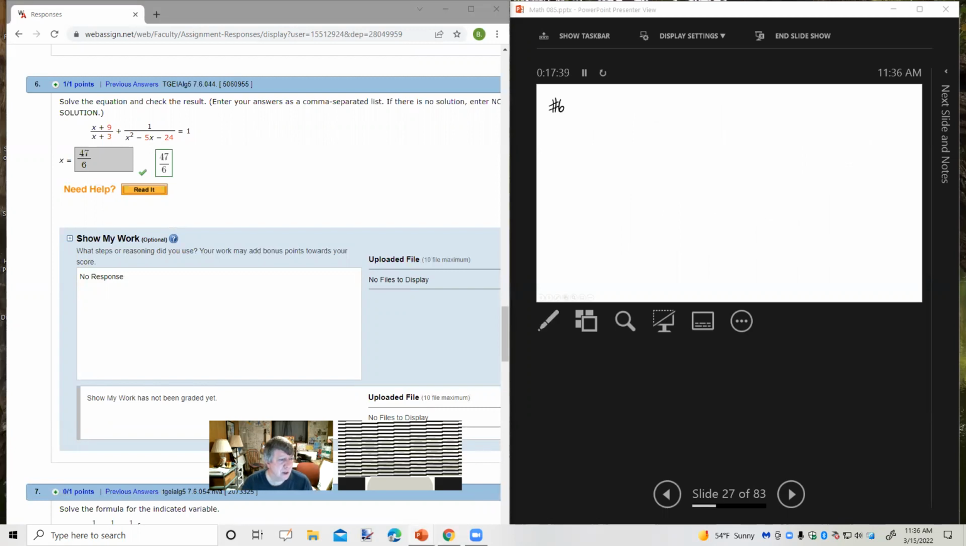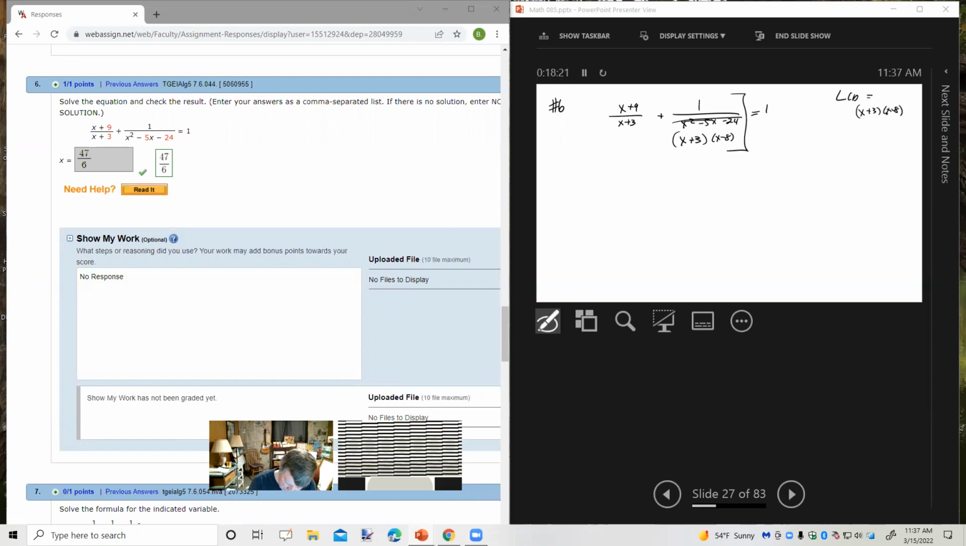Okay. Solve the equation and check the results. Your answer is a comma separated list; if no solution, enter no solution. Okay, so we have x plus 9 over x plus 3 plus 1 over x squared minus 5x minus 24 equals 1. So if we factor this denominator, we get the two factors below there. So our least common denominator is x plus 3 times x minus 8.